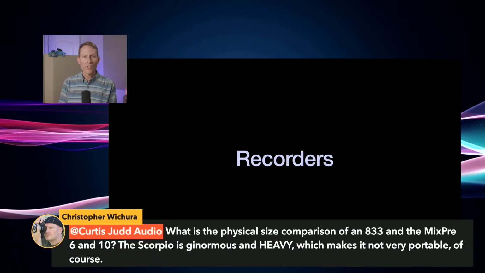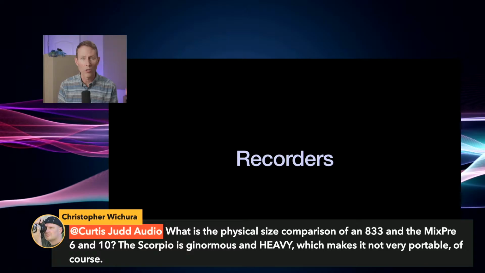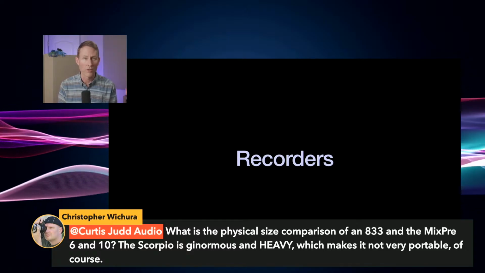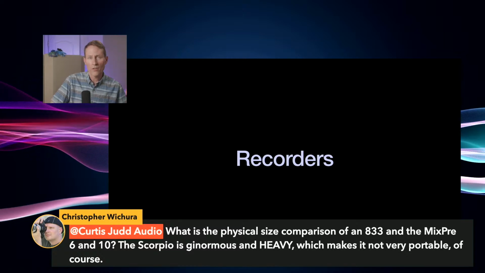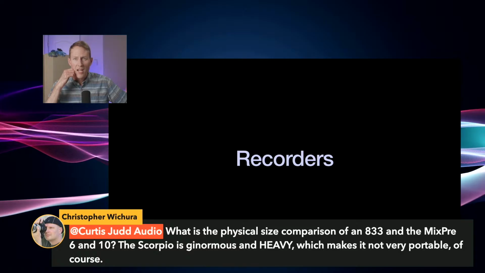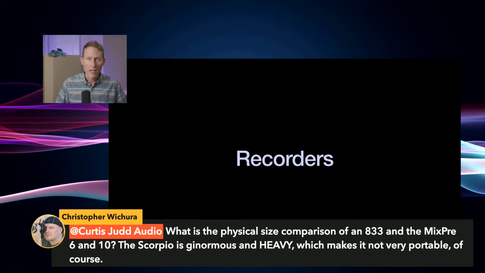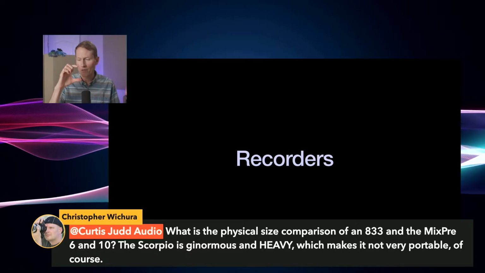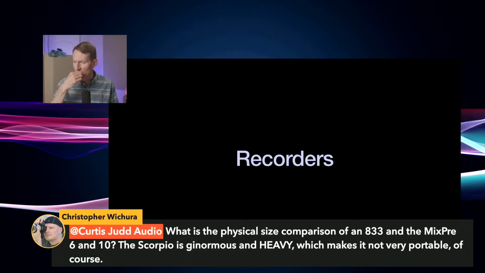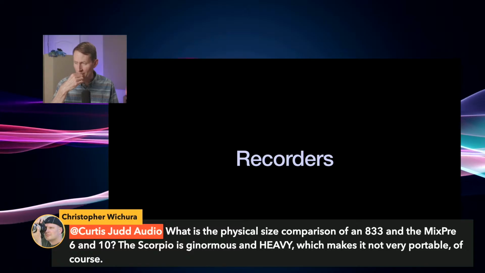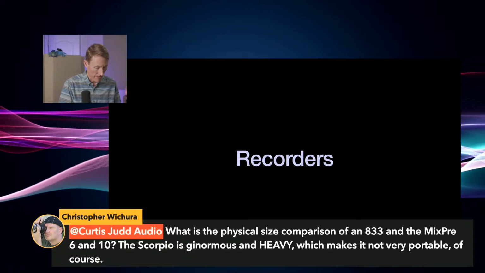Christopher, what is the physical size comparison of an 833 and the MixPre 6 and 10? The Scorpio is ginormous and heavy, which makes it not very portable, of course. Yeah, I think the Scorpio is definitely more of a cart mixer than it is a bag mixer. Let's see, I don't have an 833 here. They're different form factors. The 833 is chunkier in its height. It might be smaller in some dimensions than the MixPre 10. I'm not sure in terms of width and depth, but let's see if we can find a photo online.